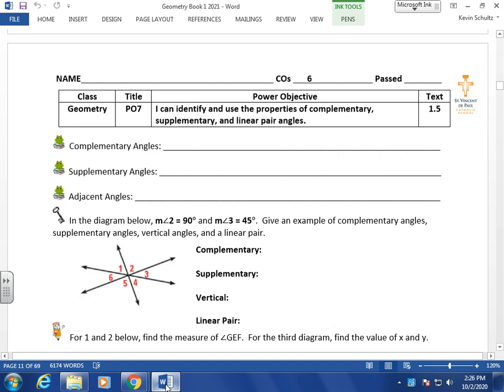Hello and good day. In Geometry Gold, we're covering PO7, which is identifying complementary, supplementary, and linear pair angles. Turns out that complementary and supplementary angles are a bit of review. So now, share your wisdom with me.